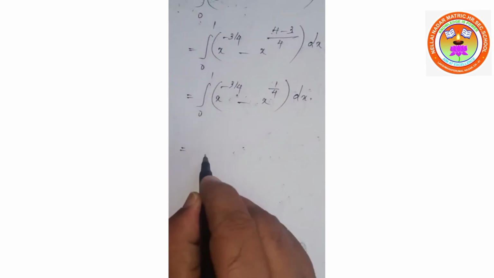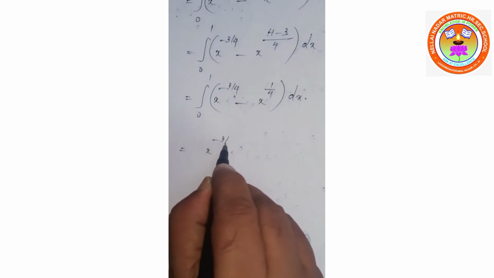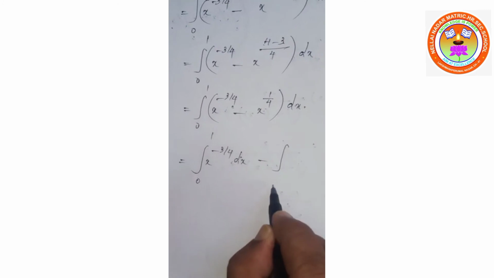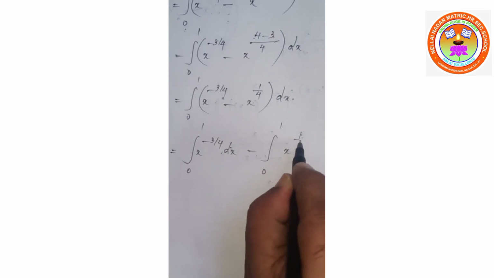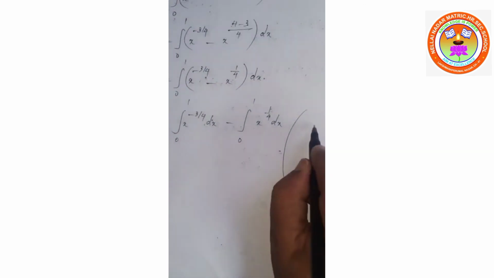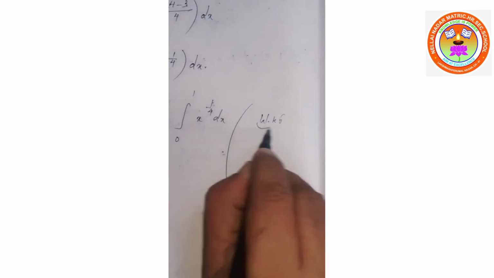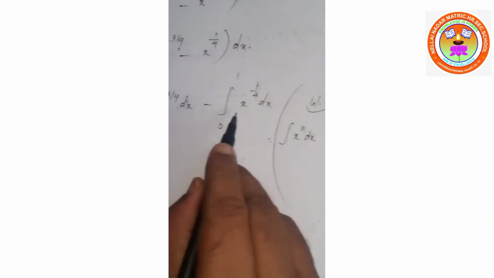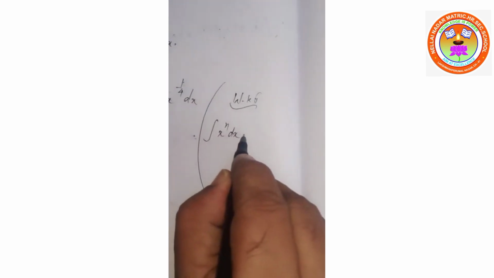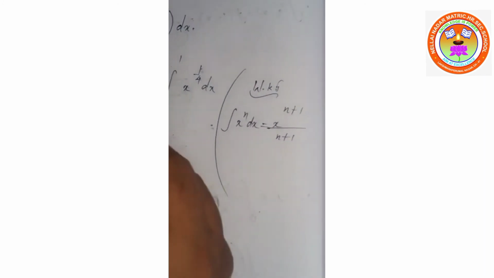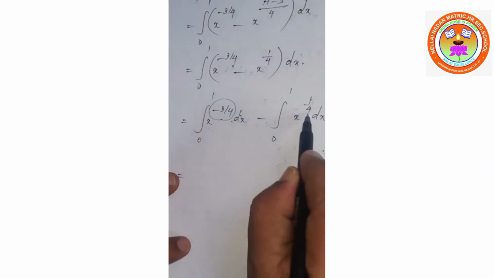It can be separated as integral x power minus 3 by 4 dx minus integral 0 to 1 x power 1 by 4 dx. How will you integrate? We have to apply the formula integral x power n dx, formula x power n plus 1 divided by n plus 1. This is the value of n. I am going to apply the formula.